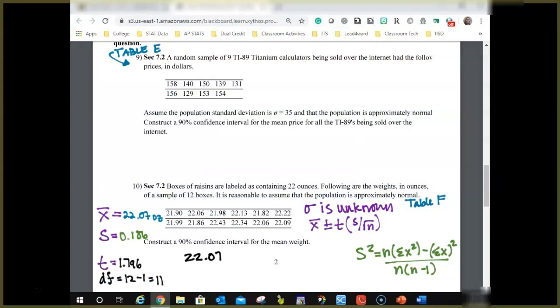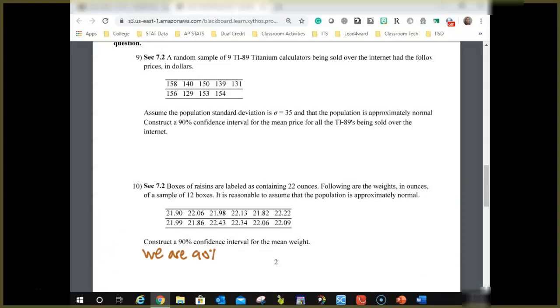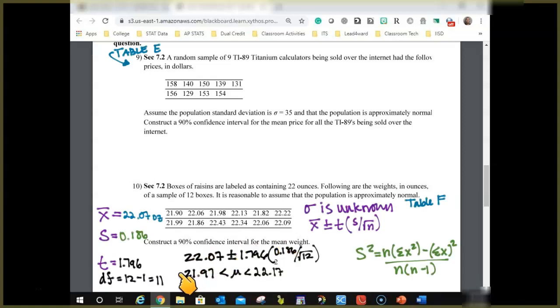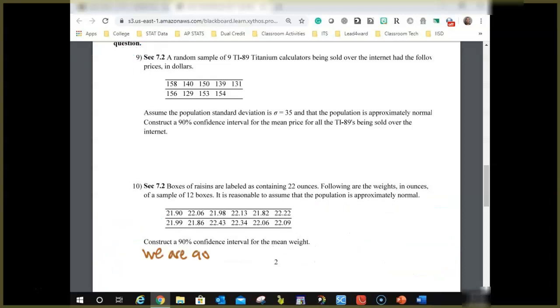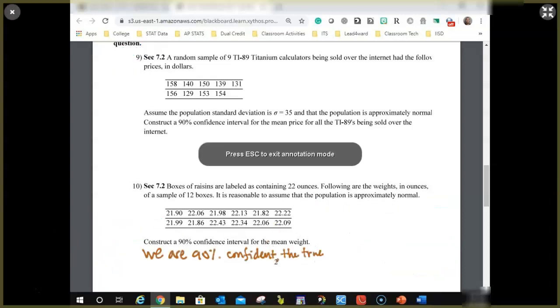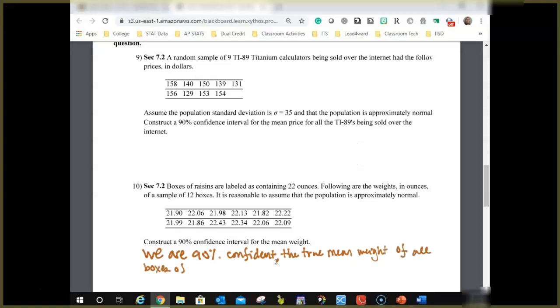And then we can set it up. 22.07, which is my point estimate, plus or minus my critical value, times the standard error of the point estimate. And then we look at, well, what is our interval? Let me go back here. I went too fast. So from 21.97 ounces to 22.17 ounces is what we're estimating the true mean to be for all boxes of raisins. And then we can summarize that. We are 90% confident that the true mean weight of all boxes of raisins is between 21.97 ounces and 22.17 ounces.